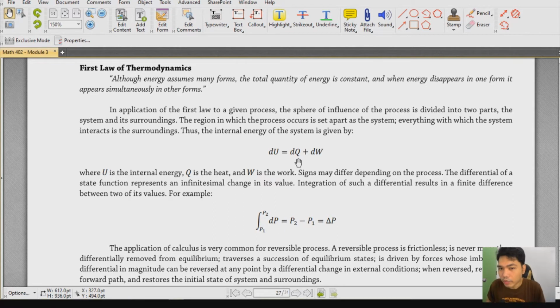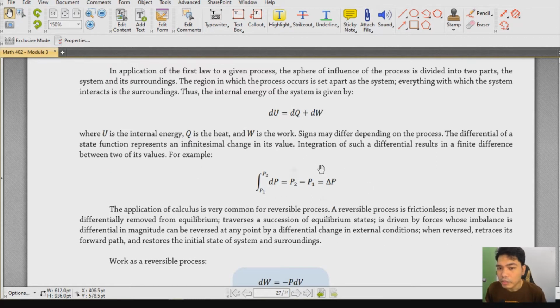So this equation dU is equal to dQ plus dW is a general expression of the internal energy. You can also use minus dQ minus dW, so it just depends on the sign convention that you'll be using, but in general we'll be using the sum of Q and W. So you already know this expression.